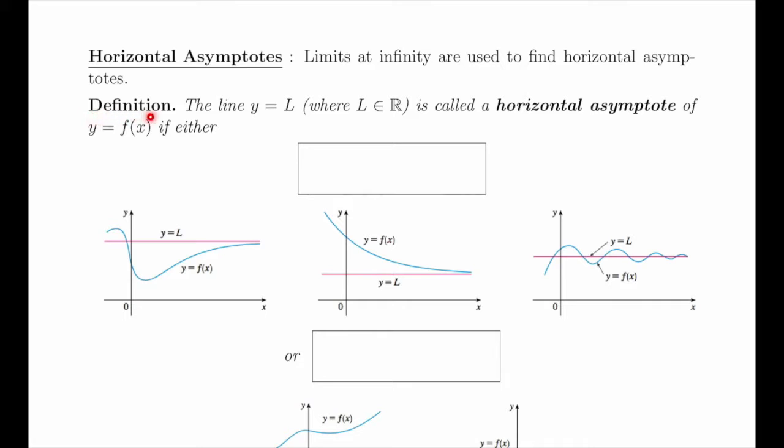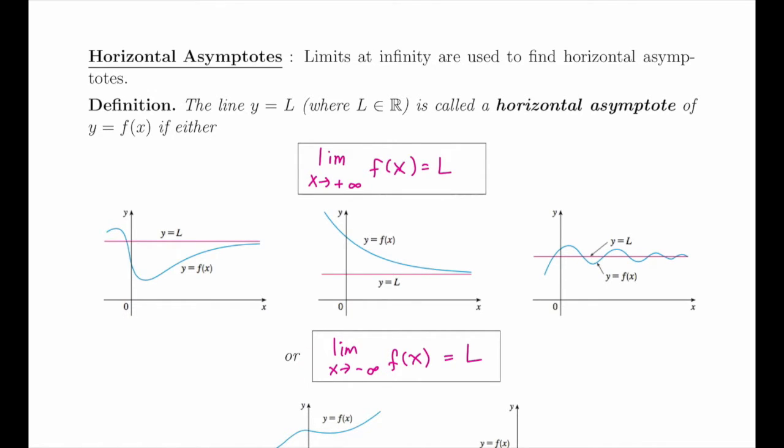So here's a formal definition of what a horizontal asymptote is in terms of limits. The line y is equal to L, where L is some real number, is called a horizontal asymptote of y is equal to f of x if either the limit as x goes to positive infinity of f of x is L, or the limit as x goes to negative infinity of f of x is L.